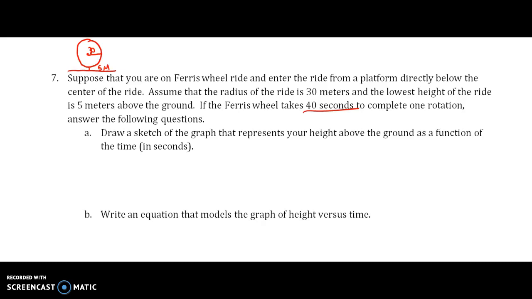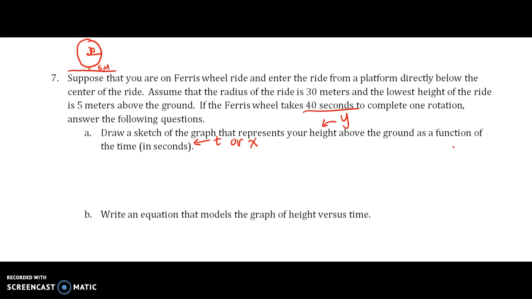Okay, so we want to draw a sketch of the graph that represents your height above the ground as a function of time. Time is usually our x. So if you want to label this t, you can, or you can say, I'm just going to label this x. Your height will then be the y. If you want to change it to h, by all means, go for it. Okay? And here it does not matter whether you start with sine or cosine. We'll talk about which one I would suggest here in a moment.